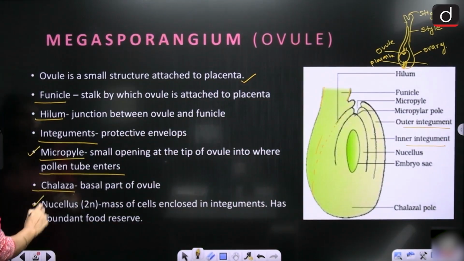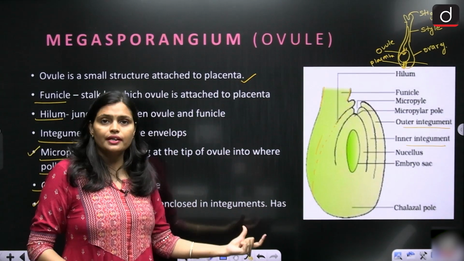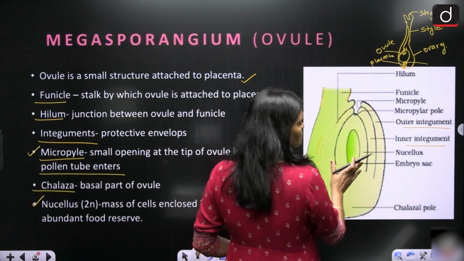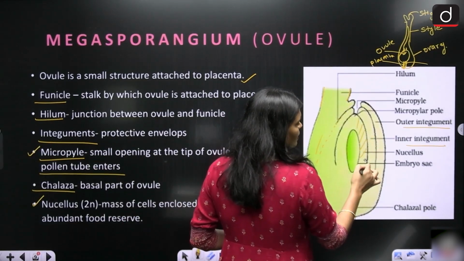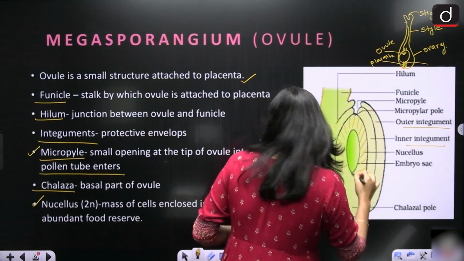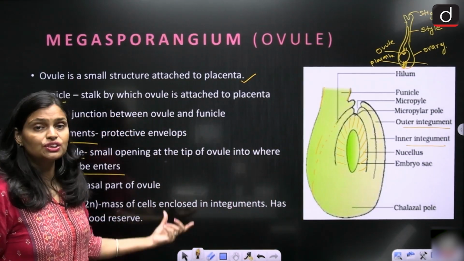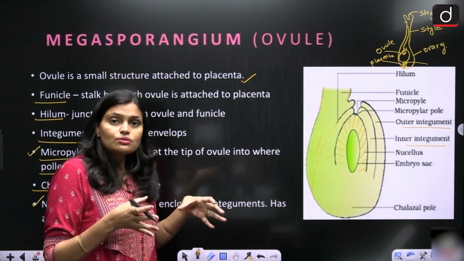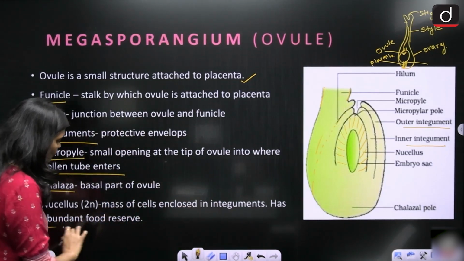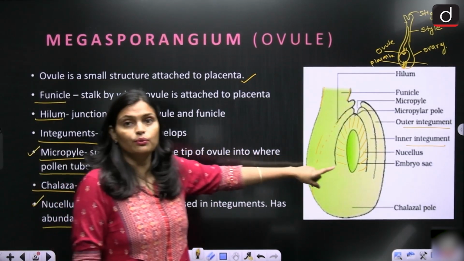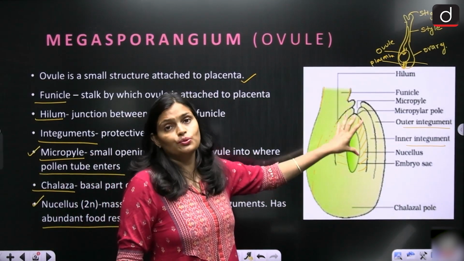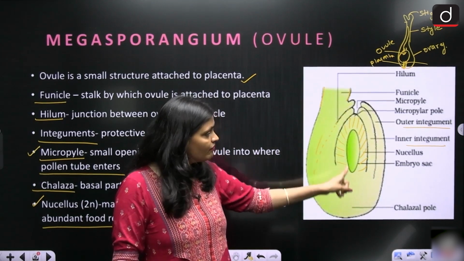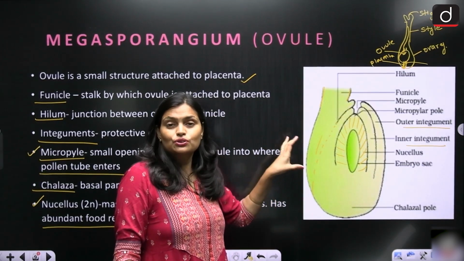Nucellus, a mass of cells enclosed within the integument, has abundant food reserve. And what is this nucellus? These are the nucellus. These are the mass of cells which are enclosed within the integument. तो integument के अंदर nucellus होता है which has abundant food reserve to provide the embryo. ठीक है, embryo को provide करने के लिए food reserves you have in the nucellus. So these are the structures, and within them you have an embryo sac. So this is the structure of your ovule.